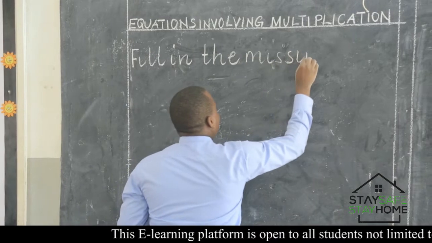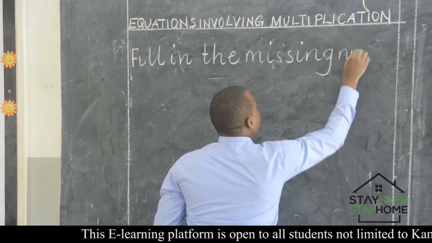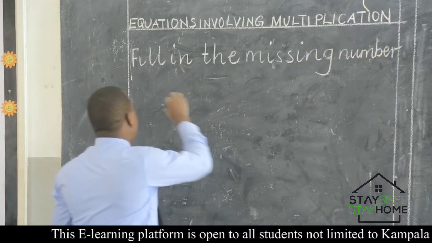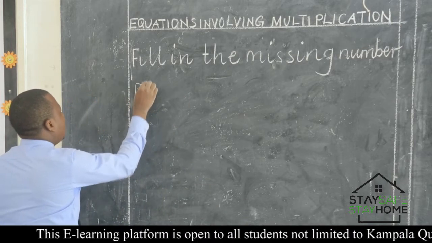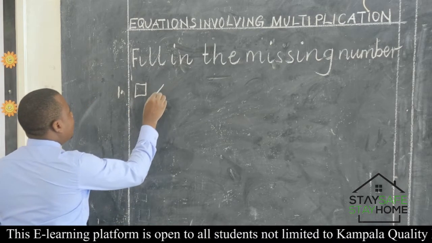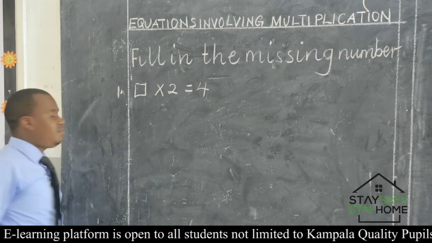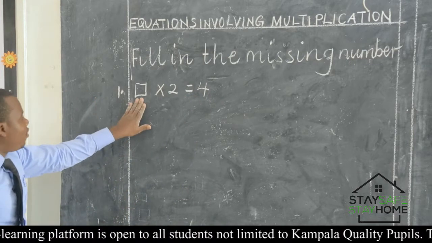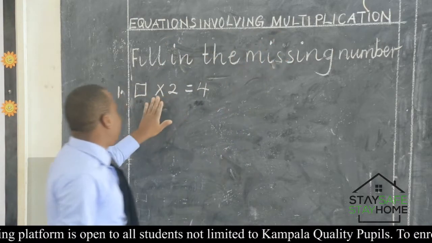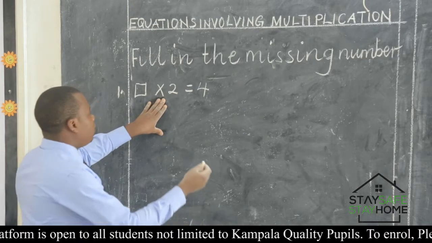Now, what are we going to do today? Fill in the missing number. Then we shall have this as our first example. We have a box times 2 equals 4. So what shall we do? A box times 2 equals 4. So these are the ones involving multiplication. We have the multiplication sign, and we say these ones move together.